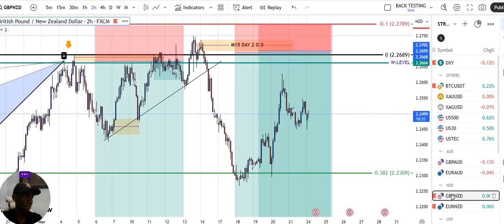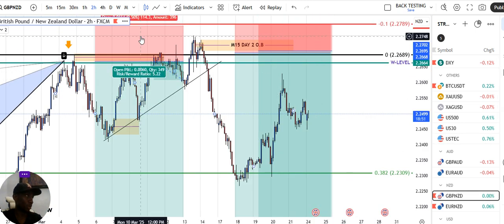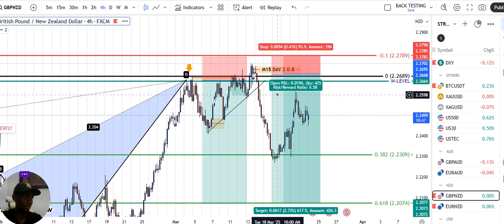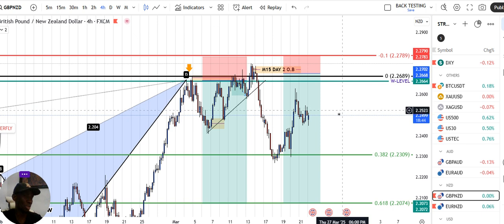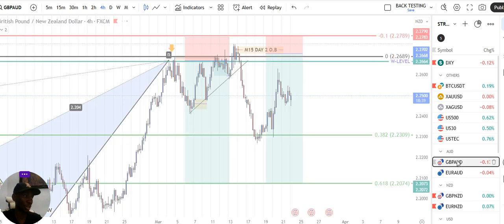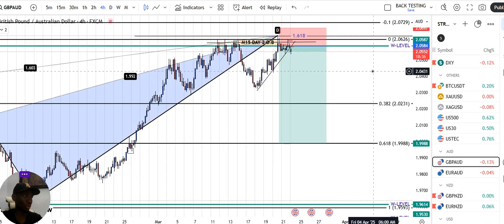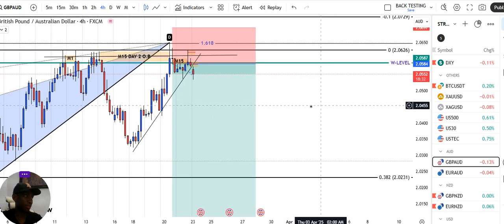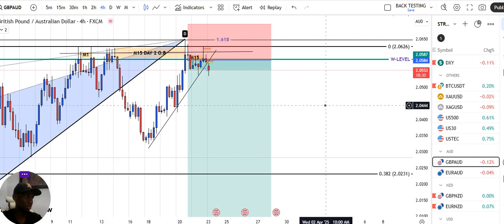The same thing here for GBPNZD. We're just looking to see if price can return back to entry and give us another opportunity to re-enter. This one also, price has tagged us in on this trade, so let's see if the momentum will be maintained and price is going to push all the way down. So let's see what happens.